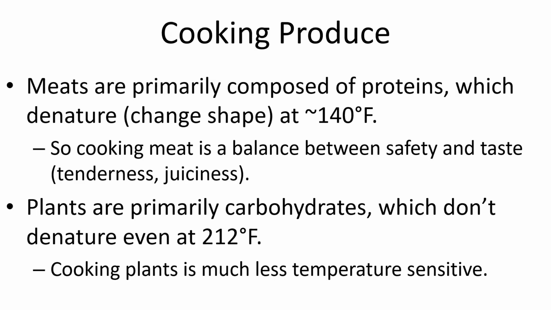Remember that meats are primarily composed of proteins which denature and change shape starting at temperatures around 140 degrees Fahrenheit. This means that cooking meats is a delicate balance between safety and taste. On the other hand, plants are primarily composed of carbohydrates, which don't denature, even at the boiling point of water, 212 degrees Fahrenheit. As a result, cooking plants is far less temperature sensitive, and so we typically cook plants by boiling them for a period of time.